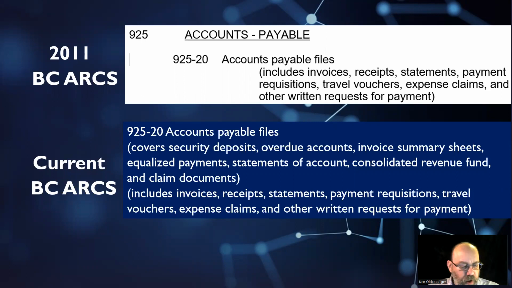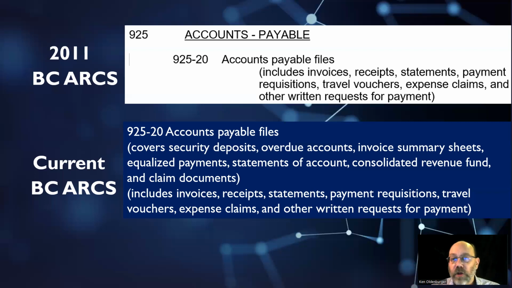So the 925 is the primary code. The title of the primary is accounts payable. 925-20 is the secondary classification, and the secondary title is accounts payable files. So we've got a pretty significant clue there that this is where accounts payable files should go. That really shouldn't be an issue now with collection.